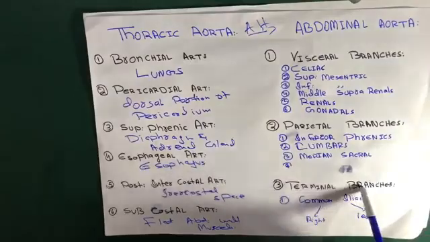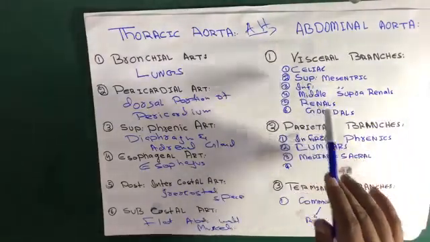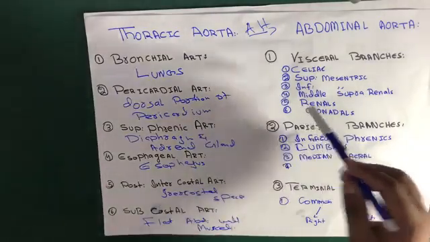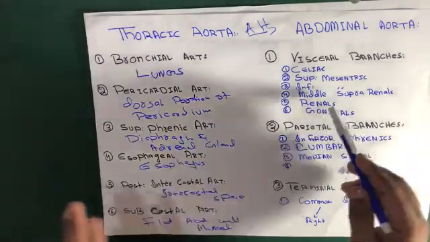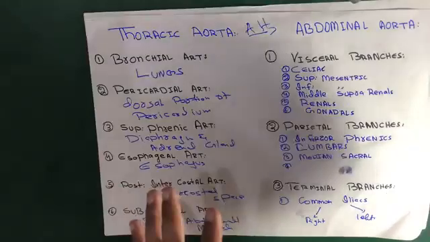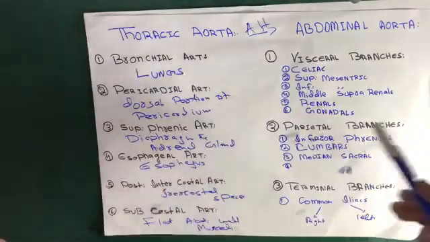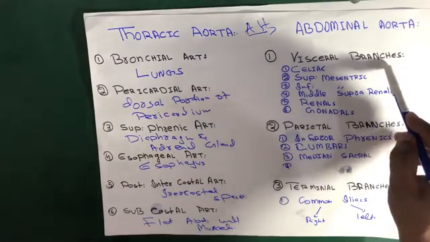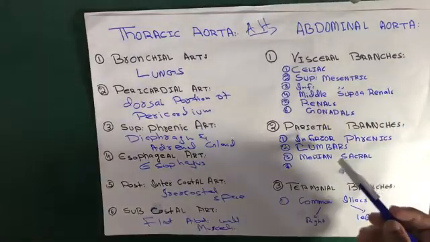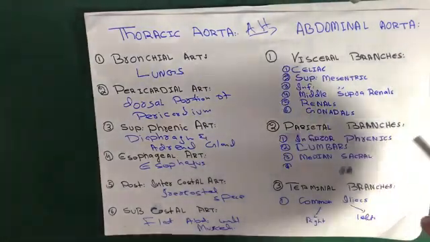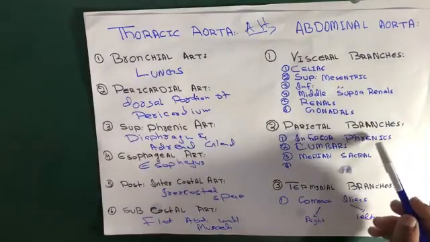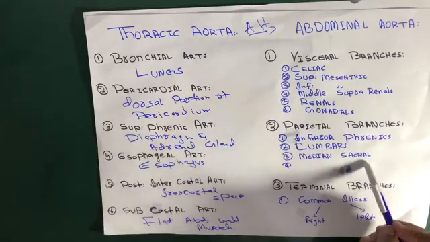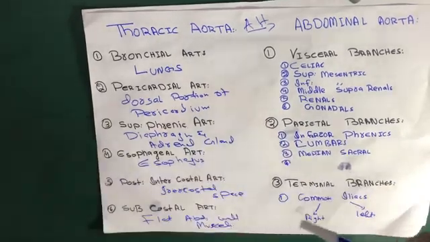branches, and terminal branches. The visceral branches are: number 1, celiac; number 2, superior mesenteric; number 3, inferior mesenteric; number 4, middle suprarenals; number 5, renals; number 6, gonadals. All right. So 6 visceral branches of the abdominal aorta, and the 3 parietal branches are inferior phrenic, lumbars, and median sacral. And the terminal branches we have already talked about.